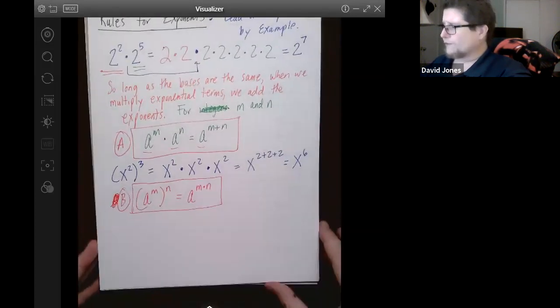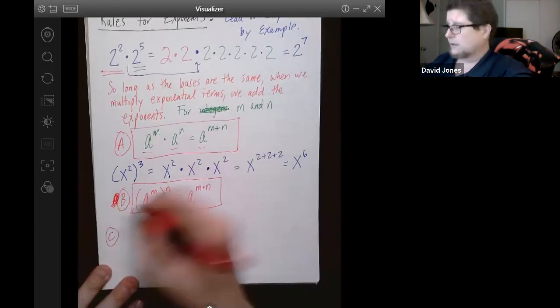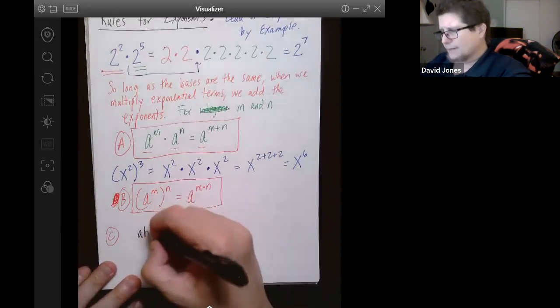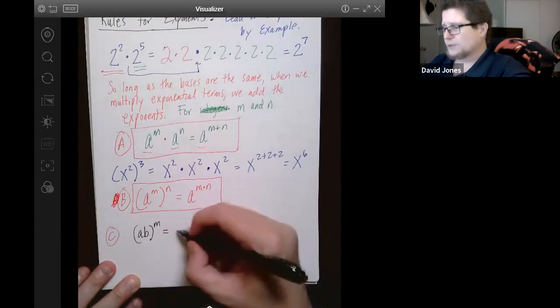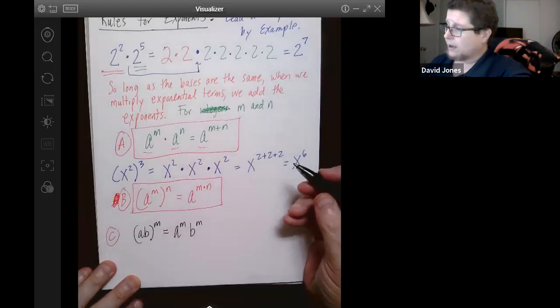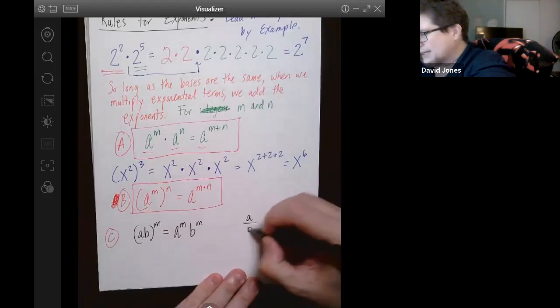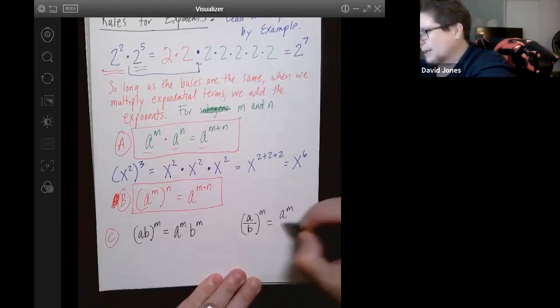The next 2 rules are very related, so I'll write them at the same time. So C, we're going to start off with (a times b) raised to the mth power. You distribute the exponents. This becomes a to the m power, b to the m power. And that also applies when they're divided. (A over b) to the m power, you can distribute the exponents, a to the m and b to the m.